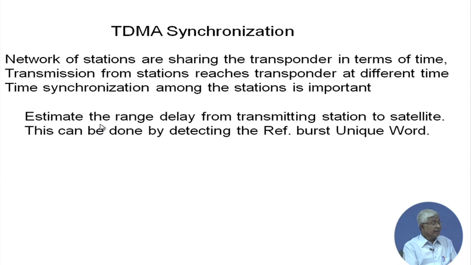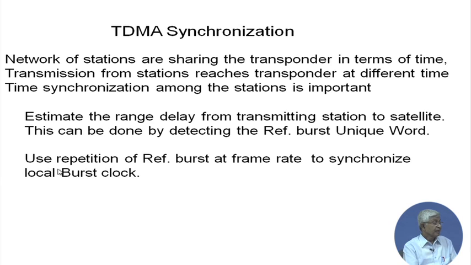Now, individual stations are at different locations, so the range delay is different. The delay from the station to the satellite will be different for each station. The delay comes into play in this case. This can be handled by sending and receiving your own burst, or by detecting the reference burst.